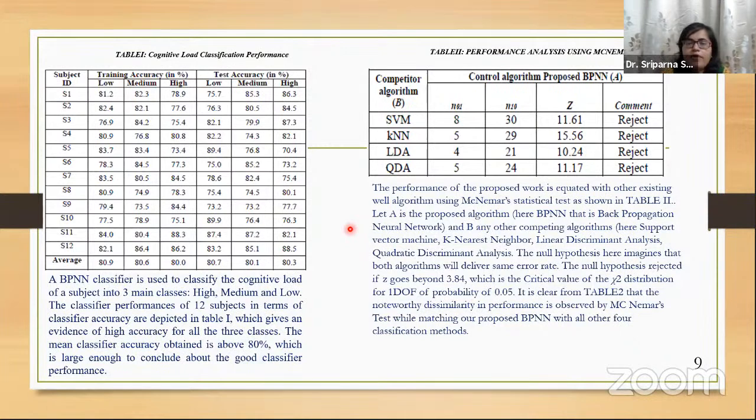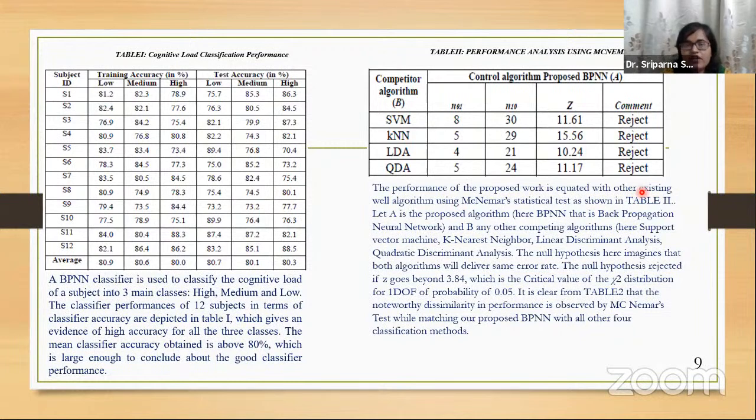So we have compared with the other available algorithms, very famous algorithms: SVM, KNN, LDA, and QDA. So that we have done. So what's the full form? That is written over here. SVM is support vector machine, KNN is K nearest neighbor, linear discriminant analysis is LDA, and quadratic discriminant analysis is QDA. So these are the different algorithms we have compared.